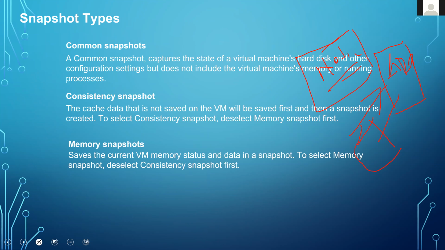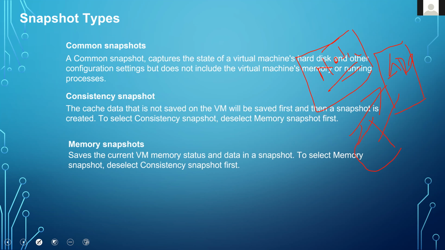So these are the three types of snapshots. It depends on the requirements and on the application as well. If you don't need memory or disk data consistency, you can use a common snapshot. If your importance is on the disk, you can use a consistency snapshot. And if you want to save the memory as well, you can use a memory snapshot. But between consistency snapshot and memory snapshot, you have to select one. You cannot use both of them at the same time. I will show you in the lab how we can do this.